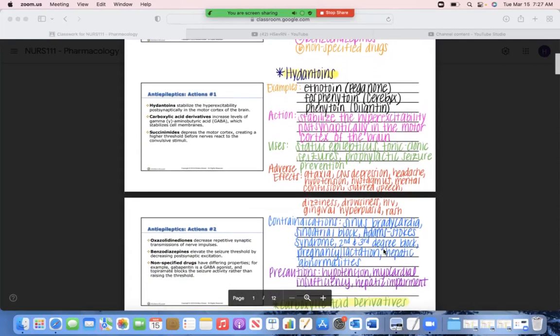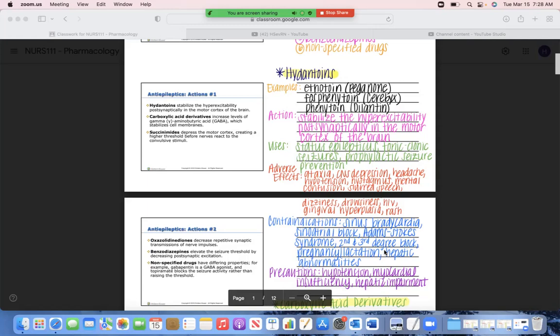Hydantoins stabilize the hyperexcitability postsynaptically in the motor cortex of the brain. So they stabilize hyperexcitability. So increased nervous system activity is stabilized using a hydantoin. Examples of hydantoins: ethotoin, fosphenytoin, and phenytoin. What makes hydantoins special is they are a great long-term solution for status epilepticus, okay?